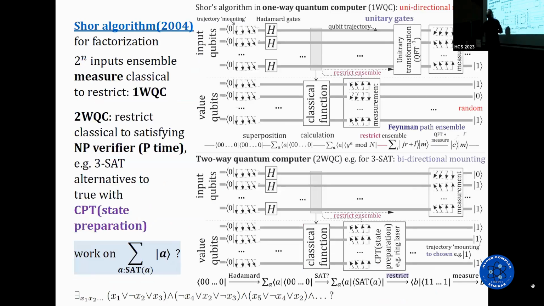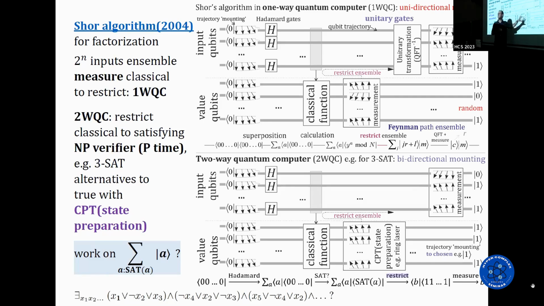Okay, so here is such a two-way quantum computer, very similar to this Shor's algorithm. So also we prepare all inputs, an exponential number of inputs. We use a classical function for 3-SAT or for NP problems, this calculation of the verifier. But instead of measuring this value of the verifier, we would like to enforce it to 1. So we would like to make it so that our verifier for the complete problem is true. For example, for 3-SAT, we have separate alternatives, and we would like all the alternatives to be true.